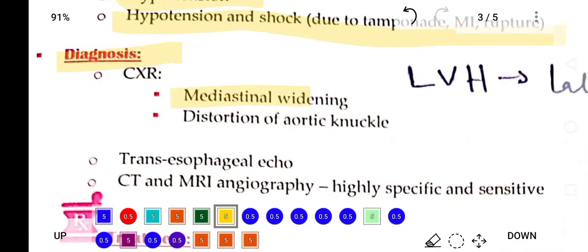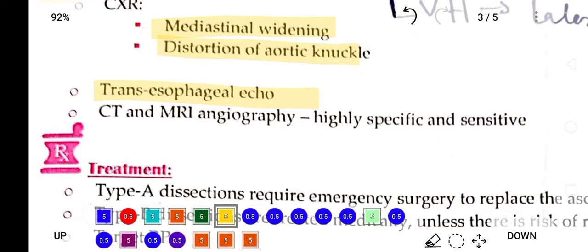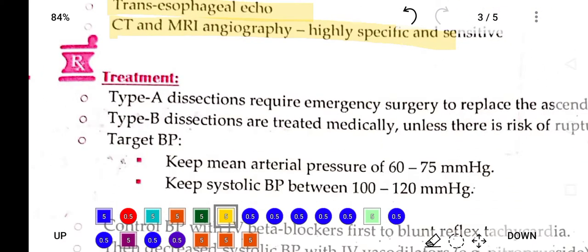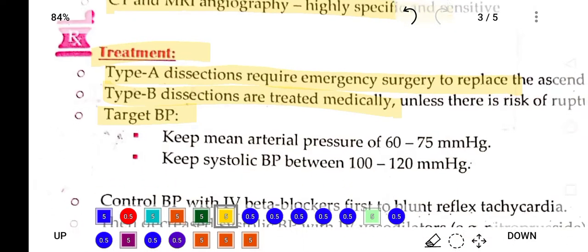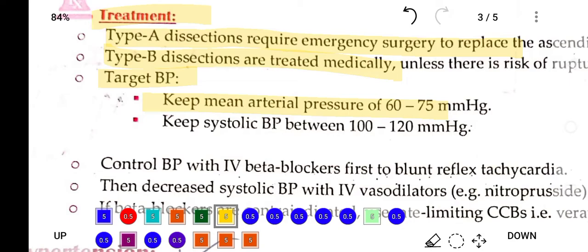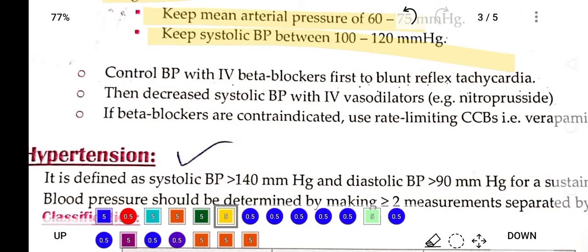Diagnosis will be on the basis of chest X-ray, which shows mediastinal widening and a distorted aortic knuckle, and transesophageal echo will also be performed. CT and MRI angiography are highly specific and sensitive for aortic dissection. Treatment: type A dissection requires emergency surgical replacement. Type B is treated medically, and the targeted heart rate should be maintained between 60 to 75 beats per minute. Keep systolic blood pressure at 100 to 120 millimeters of mercury.